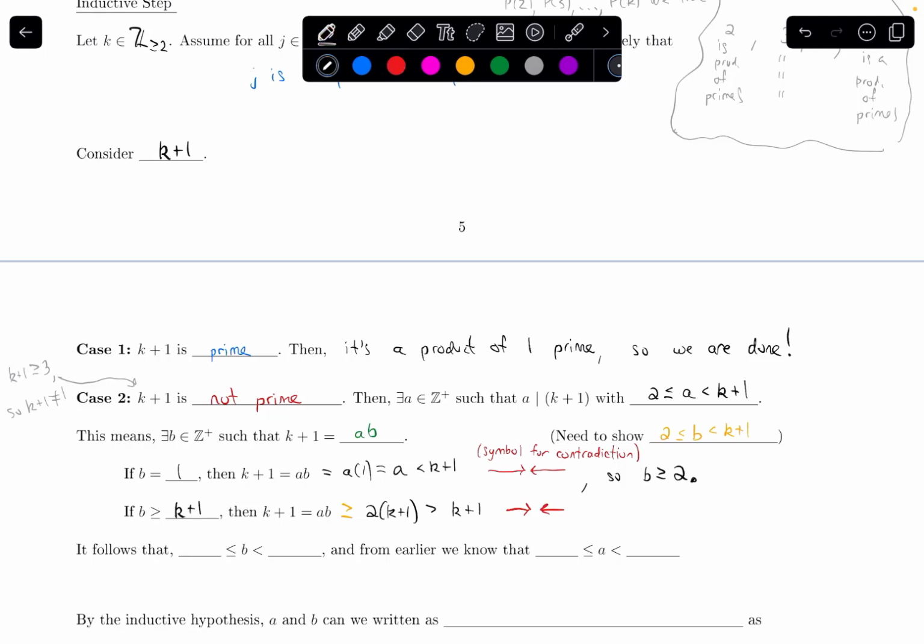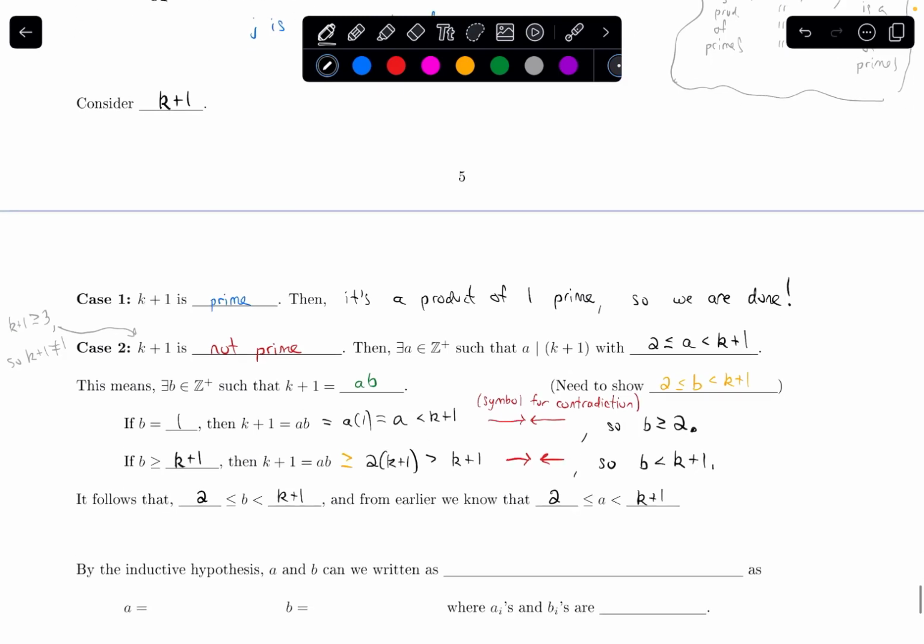Okay, so I assumed in this case that b was greater than k plus 1. Because I got a contradiction here, that means b has got to be less than k plus 1. And that establishes this other inequality. So with these two things put together, we have what we need about b. It follows that b is greater than or equal to 2 and less than k plus 1. From earlier, I know the same thing about a. I'm just going to fill in these blanks with that same info. a is greater than or equal to 2 and less than k plus 1.